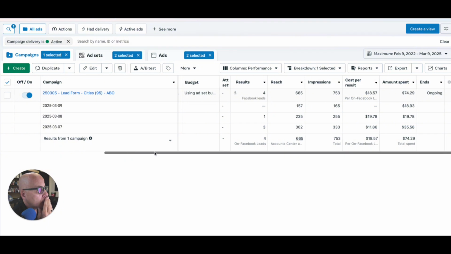This is a new one, just been running for 3 days. There's a total of 4 leads at $18.57 per lead. Definitely within KPIs, again, under the umbrella that we're targeting 95 cities. So we're doing geographic targeting that's very tight, and this allows us to make sure that we're getting high quality leads.